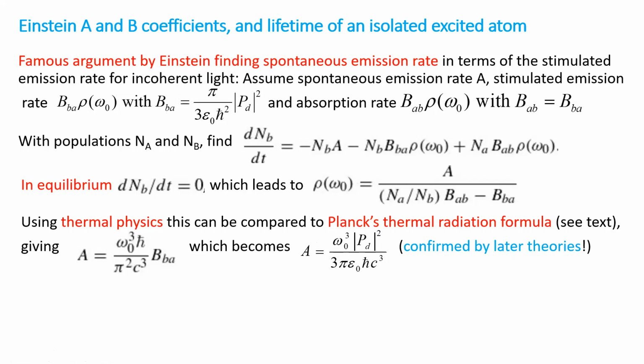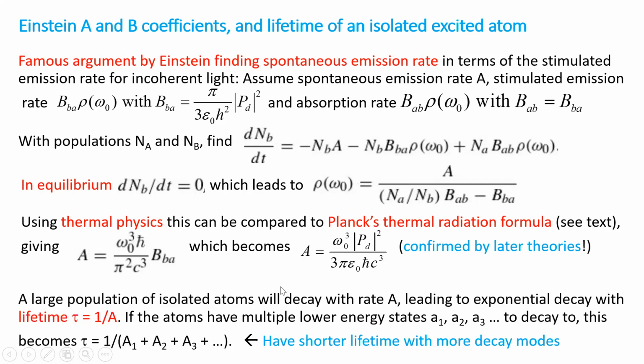So what does that mean in terms of the lifetime of an isolated excited atom? By isolated, we mean there's no electromagnetic field around, no directed light wave to stimulate it or to be absorbed. So if it's going to decay, it's going to decay by spontaneous emission. It's in an excited state, so it will decay by spontaneous emission. If we have a large population of isolated atoms, they will decay with this rate A by spontaneous emission.